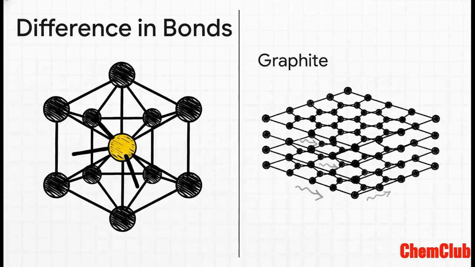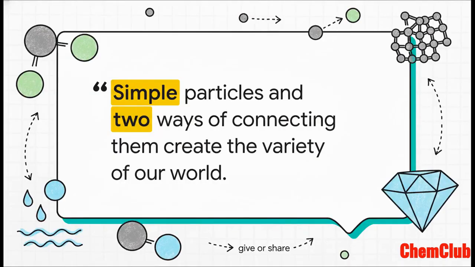It's the architecture. In a diamond, every single carbon atom is locked to 4 others in this super strong 3D grid. But in graphite, each carbon only bonds to 3 others, forming these flat sheets that can just slide right past each other. That one tiny change in the blueprint changes literally everything about it. And that really is the ultimate secret of chemistry.